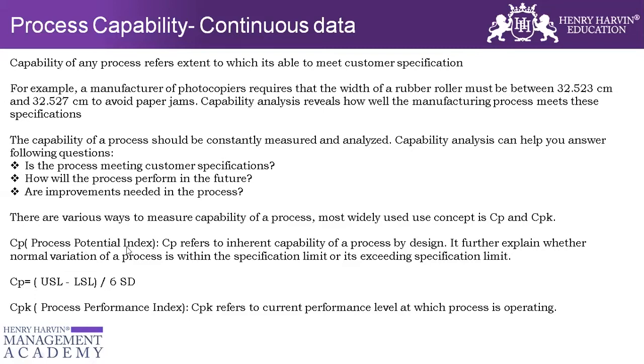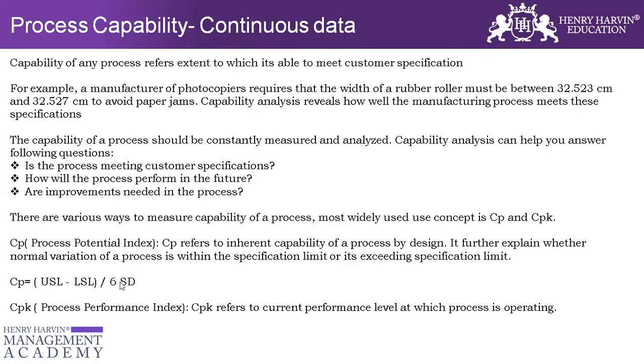Cp means process potential index, which means what is the inherent capability of my process by its design. Cp tells me whether my process is equipped to meet the customer requirement or not by design. Whether my process by design is strong enough that it would be able to meet the customer requirement. That's what Cp tells me. The formula for Cp is USL minus LSL upon 6 standard deviation. We'll talk about how this formula is derived as well.